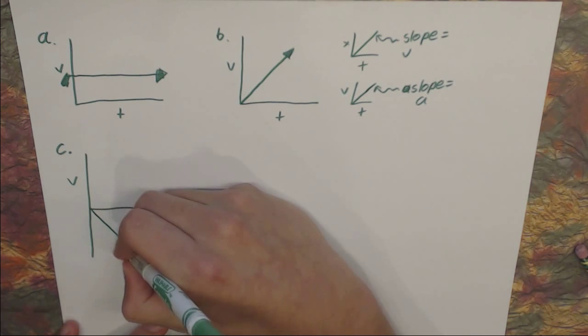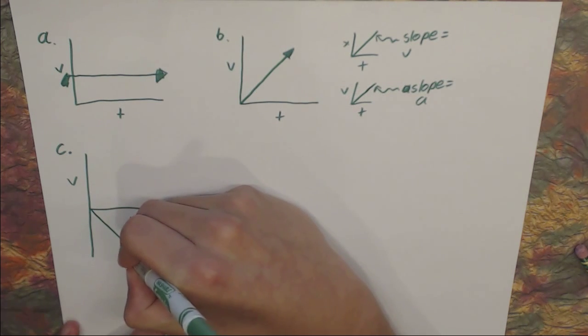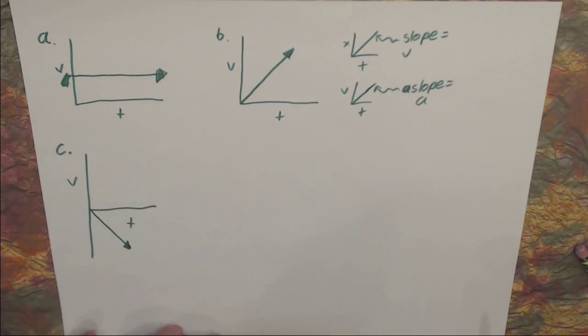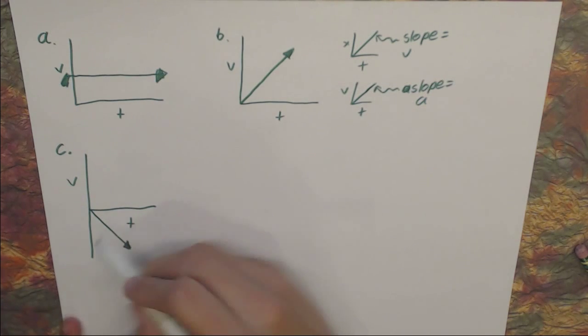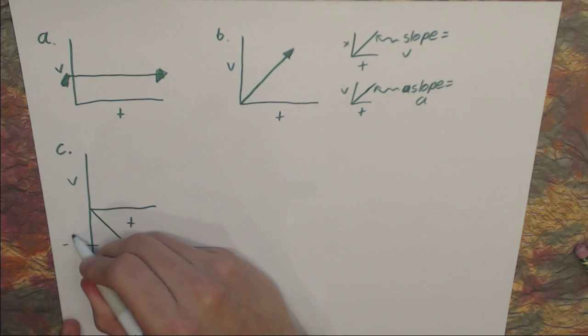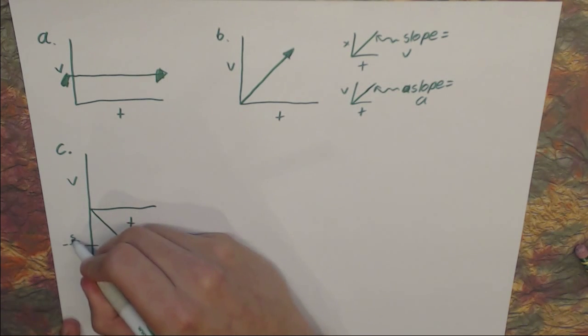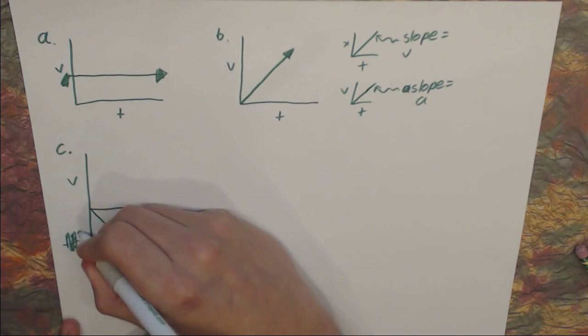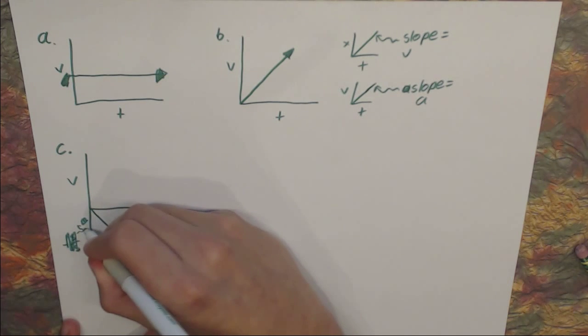So the answer to part C is going to be this, because the speed is the absolute value of the velocity, while this is negative something meters per second. Let's just call it negative 5 meters per second.